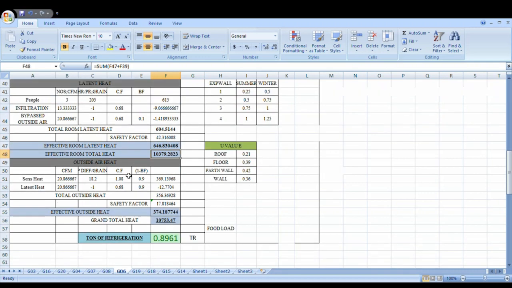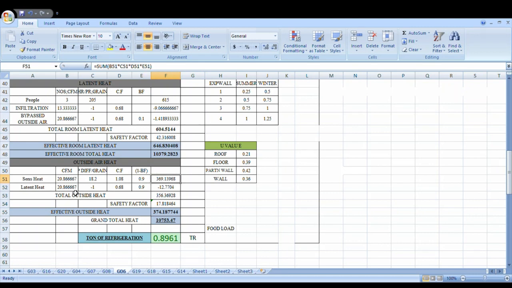Now outside air heat. We already know the sensible heat is 20.866 and temperature difference is 18.2. This constant, conversion factor is 1.08, 1 minus bypass factor, you will get this value.